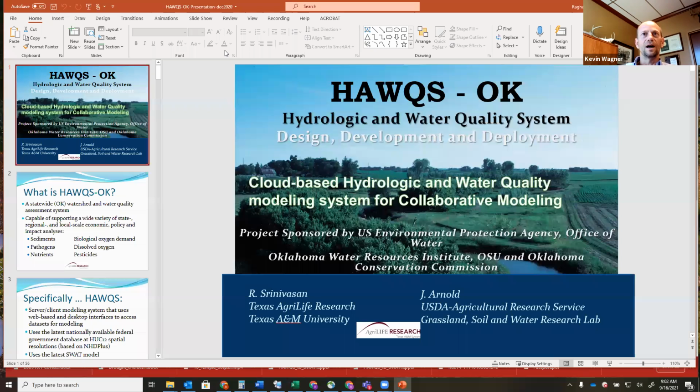Some of the awesome parts of it, besides it being web-based, it also utilizes preloaded input data. Because it is web-based, you don't necessarily need the GIS software or to have the latest version of SWAT on your computer. And because it's already got the preloaded input data, you don't have to go find and get all that plugged in. So that's a huge time saver.